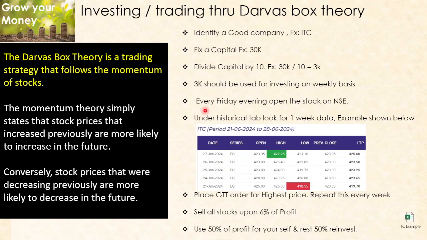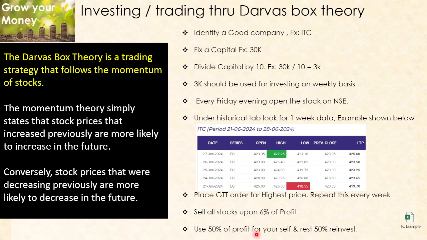What you need to do is every Friday evening, open the NSE and search for that particular stock. In that you have to go to the historical data and identify 1 week. The sheet directly shows what is the high price for that week and what is the low. We will identify the high price and then place a GTT order. Once whatever we have bought crosses 6%, we will sell and make a profit.